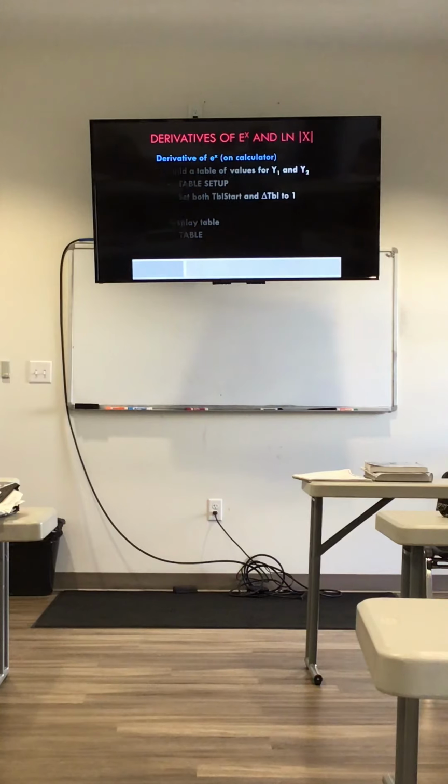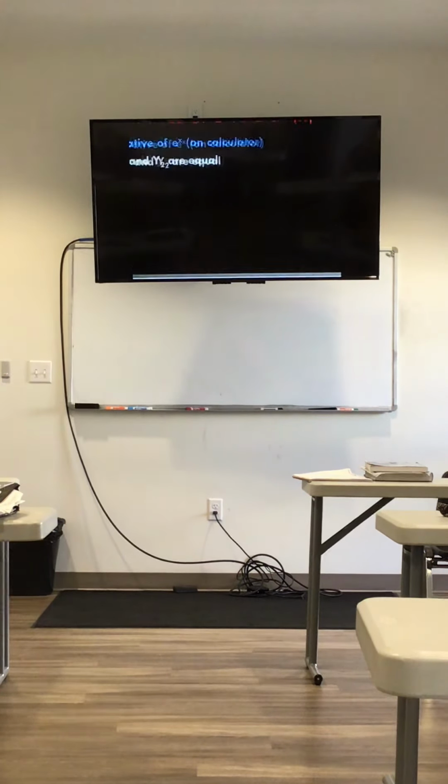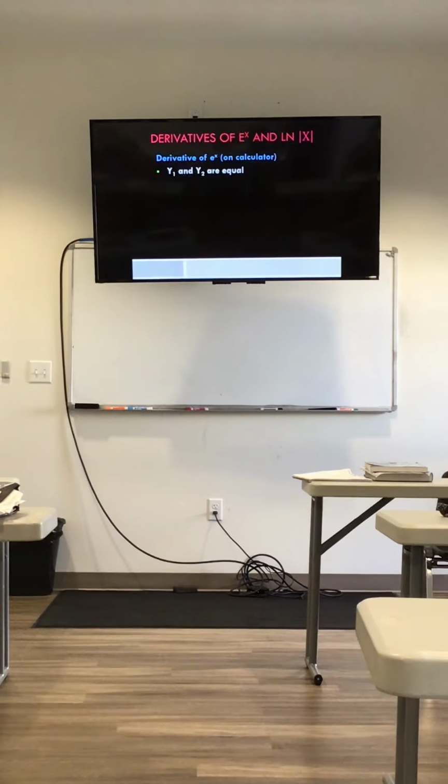What does that tell you then? So the y1 and the y2 columns are equal. What does that tell you then about the original function and the derivative of e to the x? They are equal to each other. Okay, and this is the main thing that we'll focus on today.